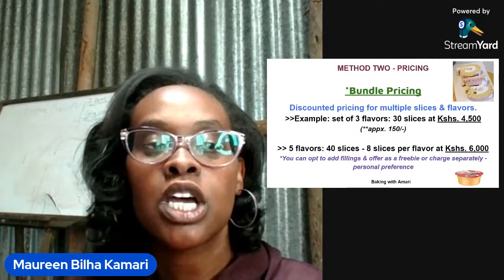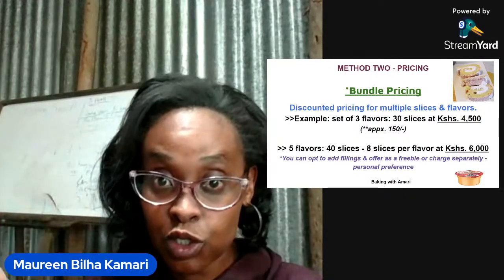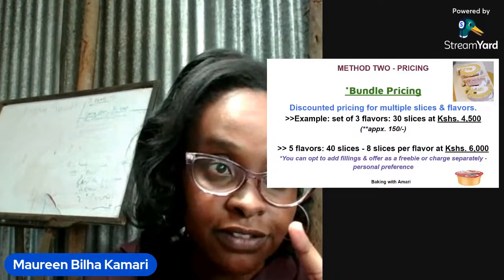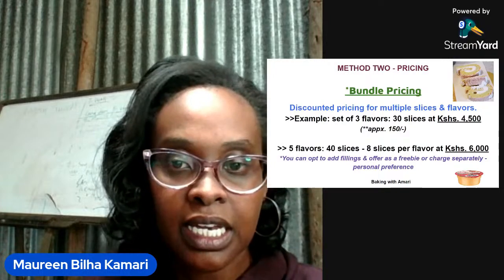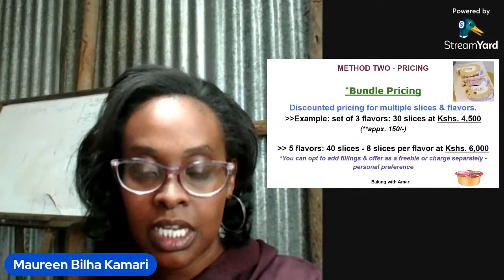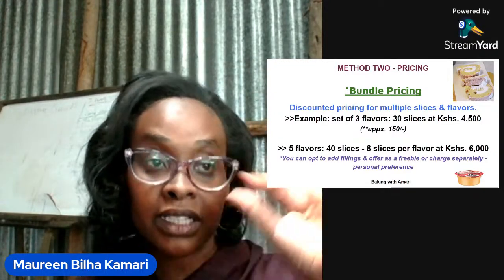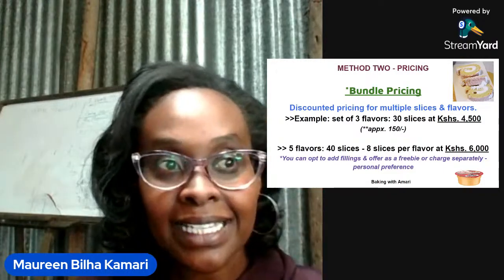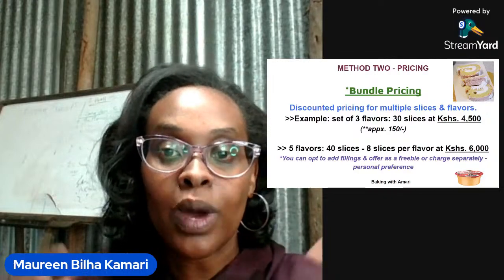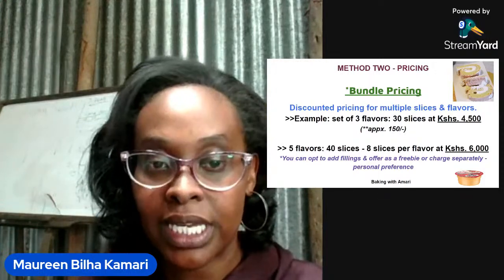So, second method of pricing your wedding cake samples is bundle pricing. This is when you discount prices for multiple slices and flavors. Let me give you two examples. Number one, you say for three flavors like red velvet, lemon cake, and fruit cake, you can order 30 slices at 4,500 shillings. If you do the math for that, that means one slice is 150, right? So you tell the couple, I'll give you three flavors, 30 slices, that's 10 slices per flavor, and it's going to cost you a total amount of 4,500, one bundle.